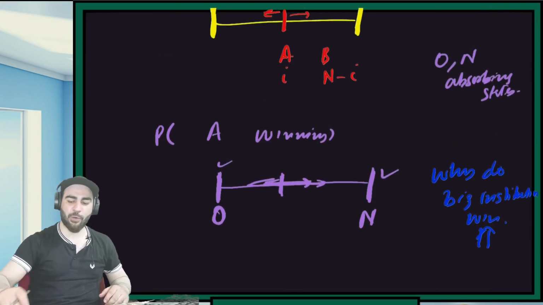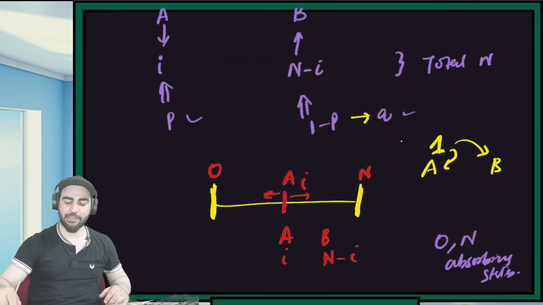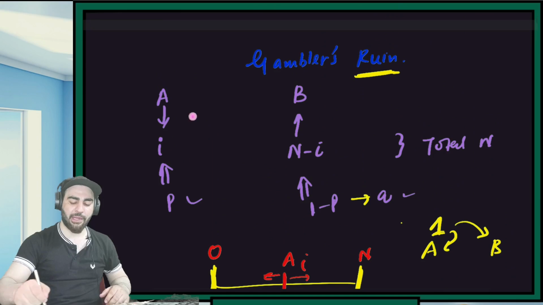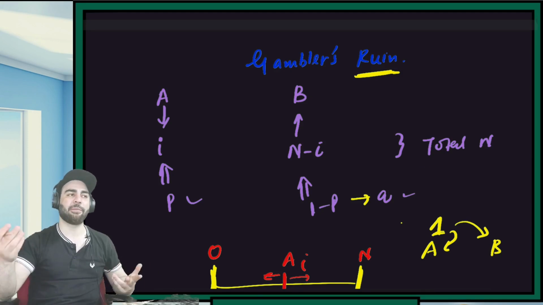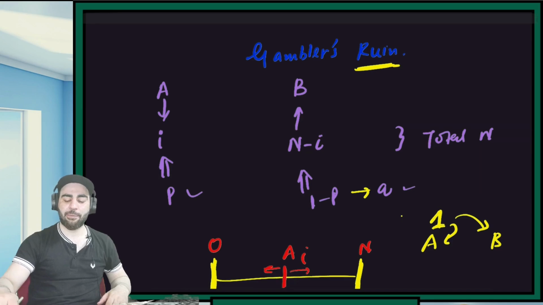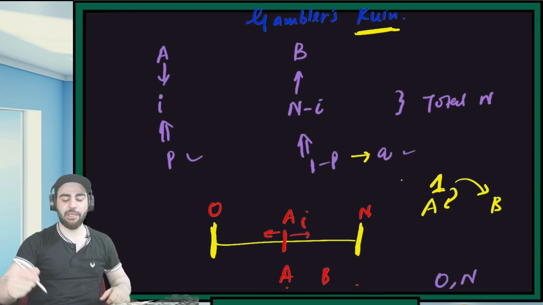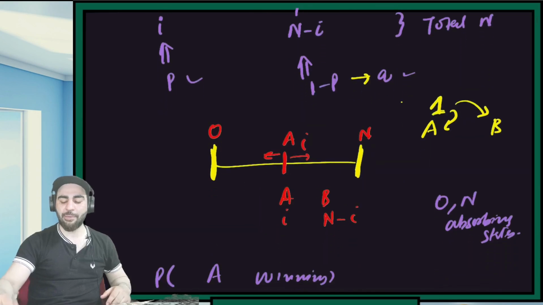I'll repeat once more so that everybody is on the same page. We have two gamblers, gambler A and gambler B. Gambler A has i dollars and gambler B has n minus i dollars, and in total they have n dollars. They play some game, a coin flip or a dice roll, in multiple rounds: round 1, round 2, round 3. The probability of A winning a round is p, and the probability of B winning a round is 1 minus p, which we can call q. So there are two absorbing states, 0 and n.